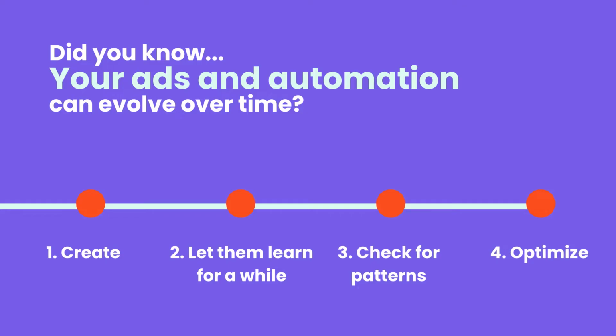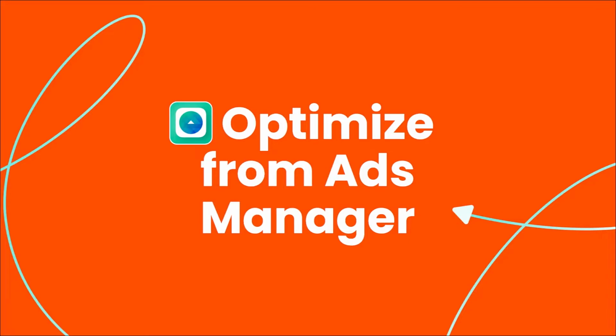You ready? So let me ask you this. Did you know that already? Did you know that your ads and automations can evolve over time? You can create it, let them learn for a little bit, check for patterns, and optimize them. So let's start optimizing within the Ads Manager. This means that we're going to learn how to make better over time all of our advertisement within the Meta Business Suite and the Ads Manager.